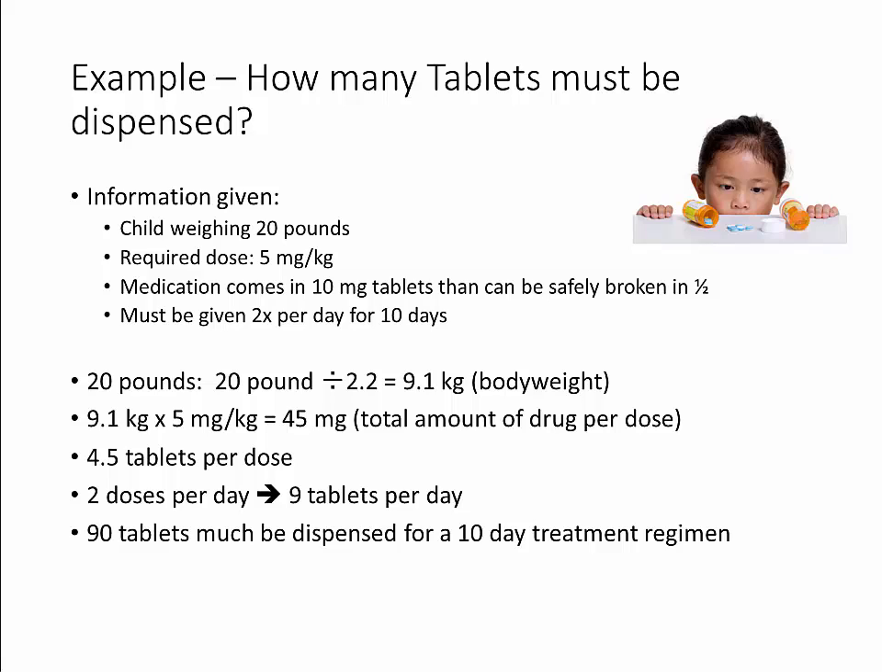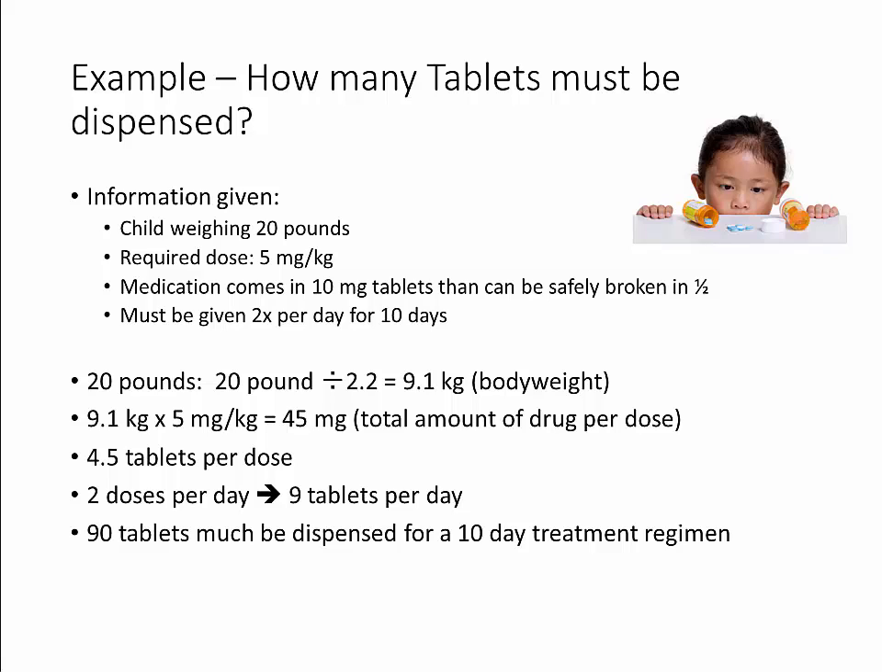We want to determine how many tablets must be dispensed to a child weighing 20 pounds with a required dose of 5 mg per kilogram body weight. The medication comes in 10 mg tablets that can be safely broken in half. The tablets must be given twice per day for 10 days.